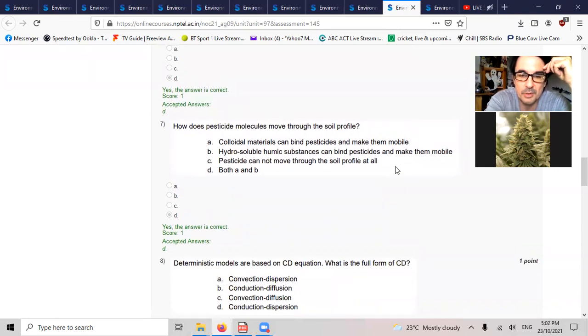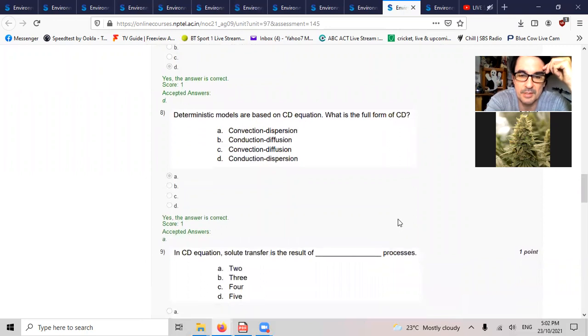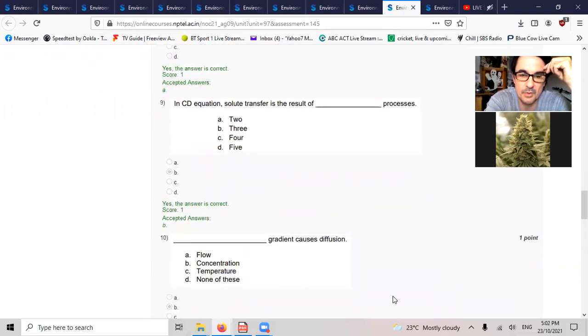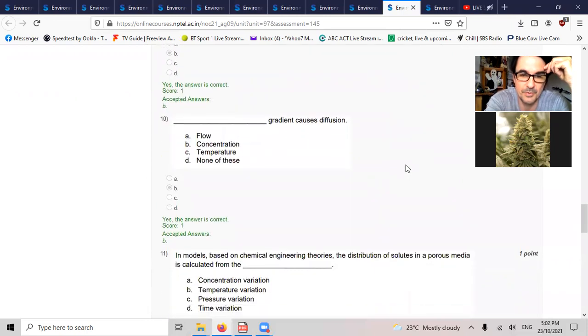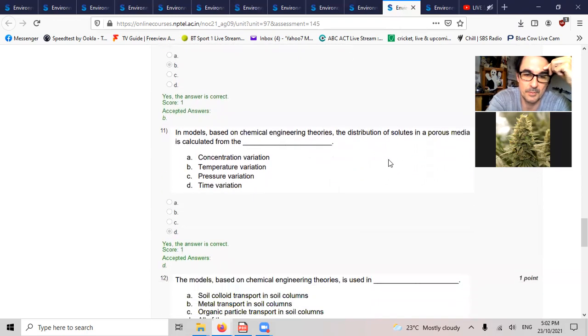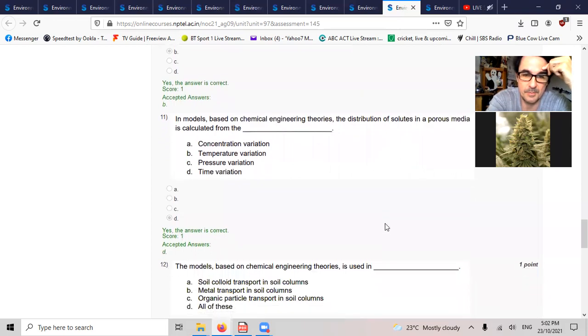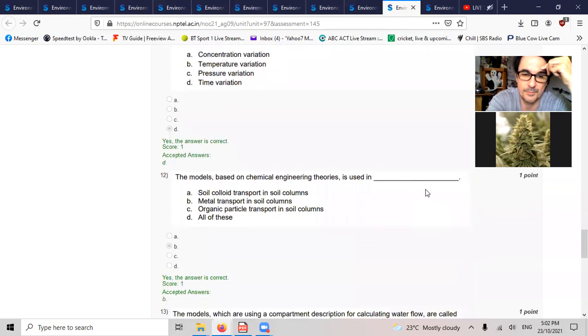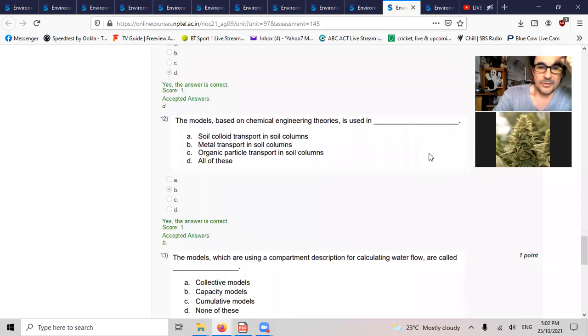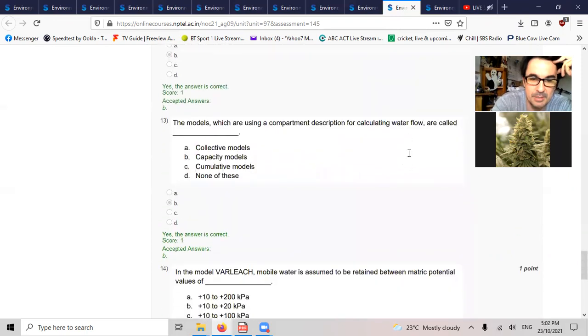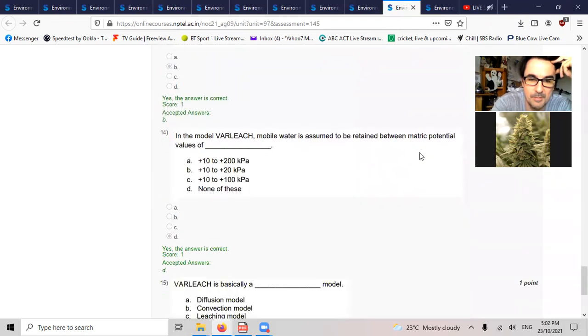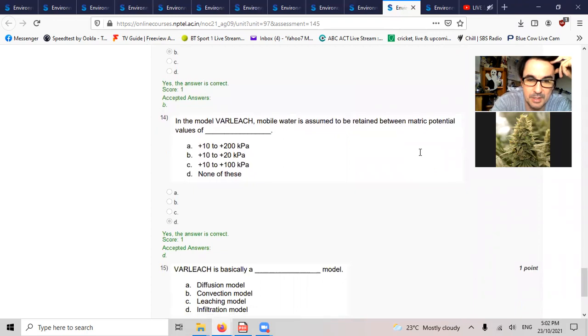The convection dispersion model. Convection dispersion has 3 steps. Concentration gradient. Space convection theories, dispersion of porous materials calculated from time. Aerospace and chemical engineering are used in metal. The models that are used for compartment description in calculating water flow and capacity. See how much it is. And this is a negative, so it's none. Bell reach is basically a leaching model.